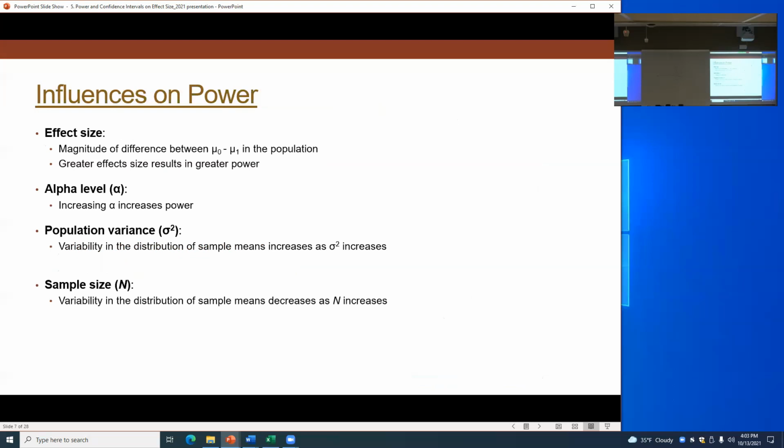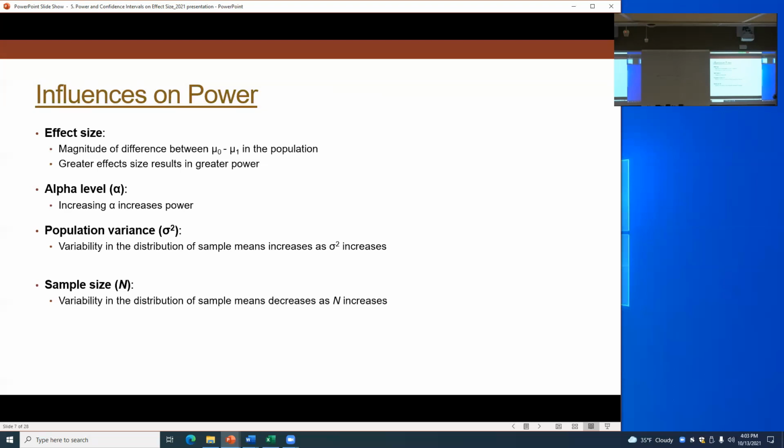Okay. So influences on power, we've got our effect size: the magnitude of the difference between my null value and my actual population value. As my effect size that I'm chasing gets larger and larger, the more power I have. Okay. My alpha level, as I increase my alpha level, that increases power, right? So if I'm running my tests at 0.1 as opposed to 0.05, I'm more likely to reject the null, but we often can't fool around with that because we'll get in trouble with reviewers. But we could influence power by changing that.